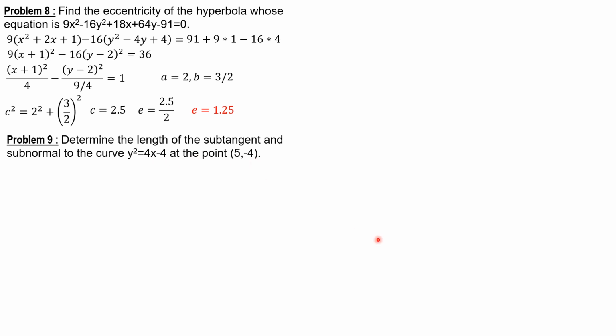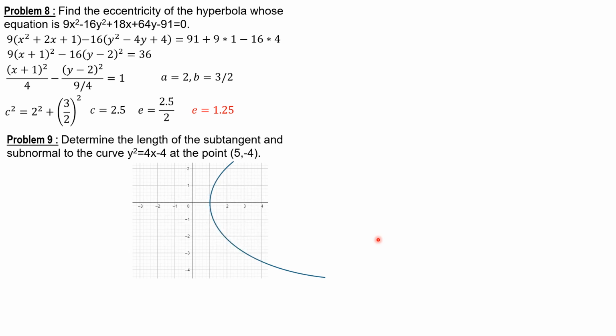It is open to the right. So the vertex is here, (1, 0), open to the right. So the point of tangency (5, negative 4) is shown. Then we draw the tangent line to that point intersecting the x-axis, and we will call the intersection with the x-axis A sub t, 0, because y is 0 there.